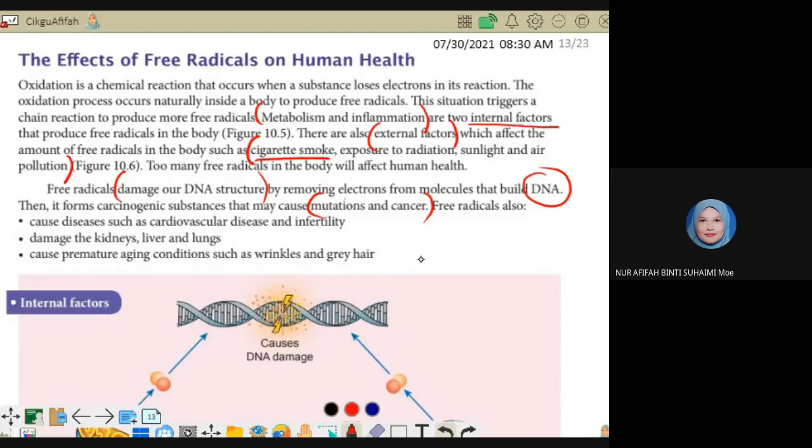Or maybe if there are more free radicals, okay, the reaction is faster. Okay, the reaction becomes faster. Okay, kita tak jaga kesihatan, so muda pun dah nampak lebih tua. Adalah cause premature aging. Premature aging maksudnya belum sampai usia 50, belum sampai usia 70 dah nampak macam older. Okay. The effect of free radicals: cause disease, damage your kidney, liver and lungs, the organs inside your body, and cause premature aging. Okay.